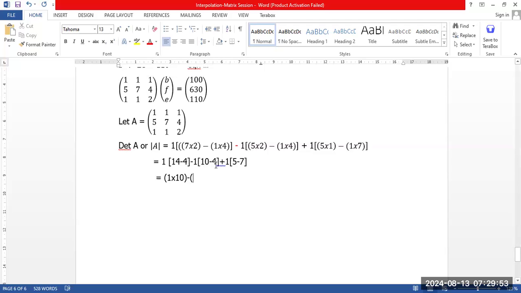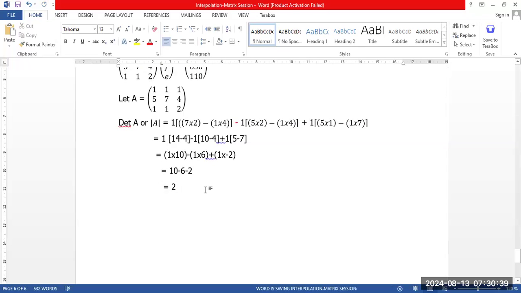1 times what? If you open this bracket, 1 times 6, it is 6. Then plus 1 times, if we open the bracket, what do we get? Negative 2. So finally, our determinant is equal to 10 minus 6 minus 2. And finally, we have what? You have 2. So that is your determinant. That is 2.